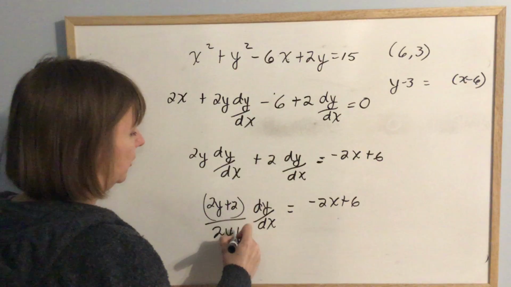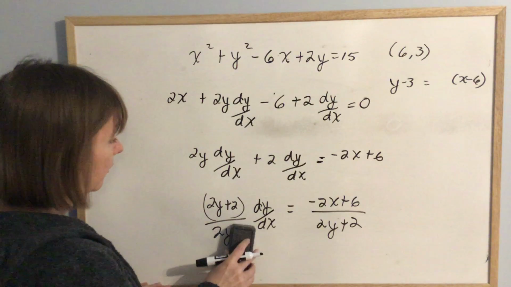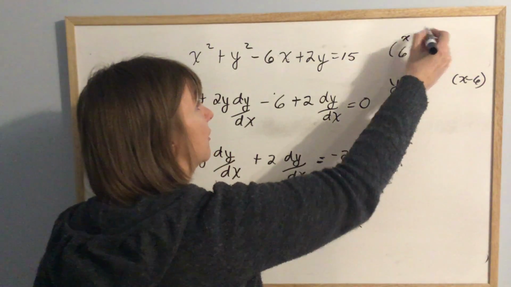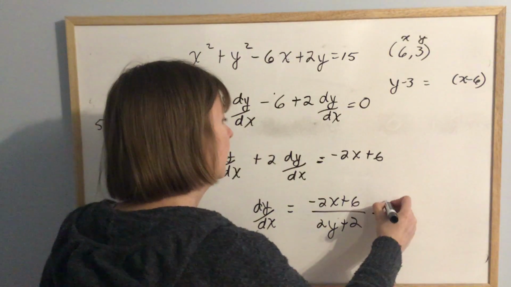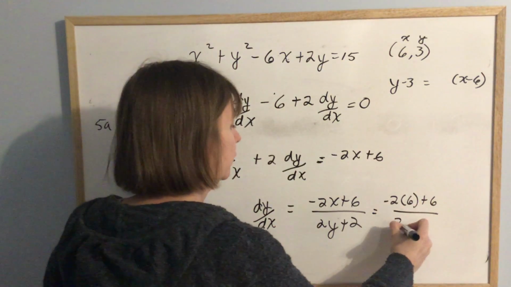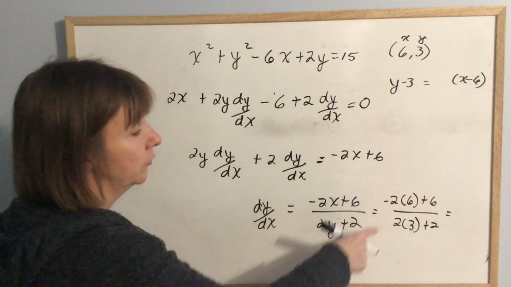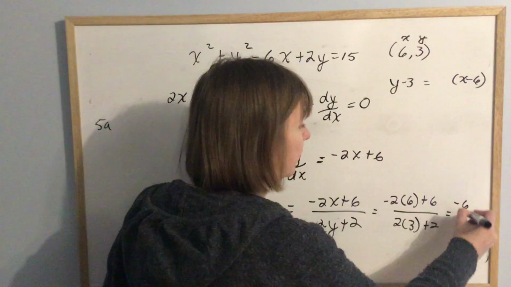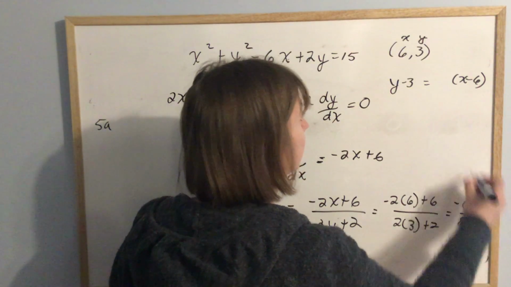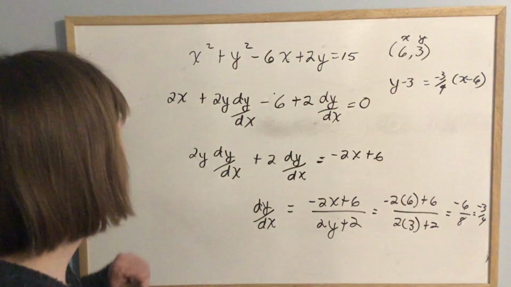So I'm going to divide this by 2y plus 2. So I have dy dx is this. So to figure out my slope, I know that my x is 6, my y is 3. So negative 2 times 6 plus 6 all over 2 times 3 plus 2. So that's negative 12 plus 6, that's negative 6. And 6 plus 2 is 8, so that's negative 3 over 4. And again, I would just leave you to expand that out because that's little.